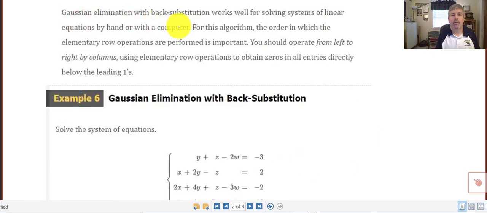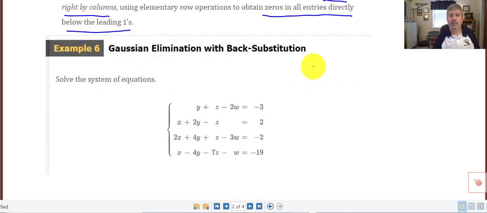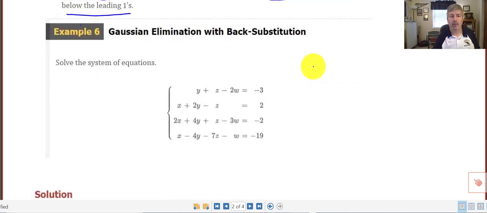Gaussian elimination with back substitution is a method that works well for solving systems of linear equations. Using this method, the order in which you perform elementary row operations is important. We should operate from left to right by columns, using elementary row operations to obtain zeros in all entries directly below the leading ones. So let's take a look at a sample of how that would work.